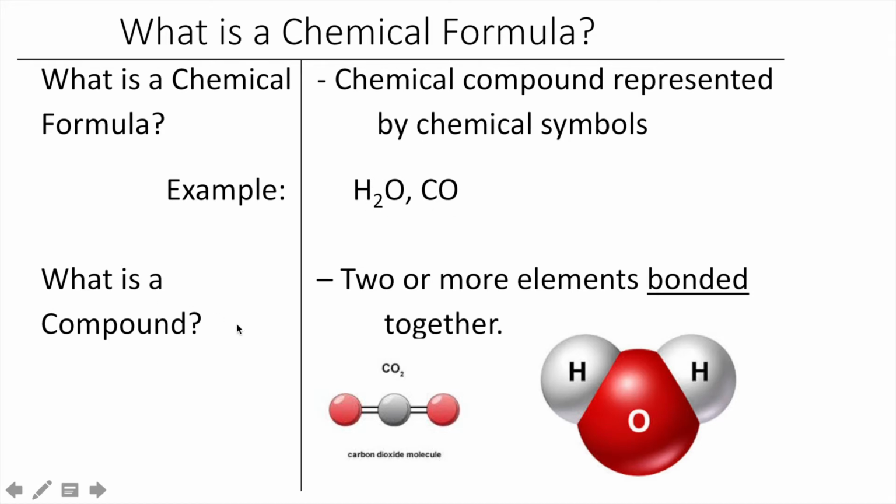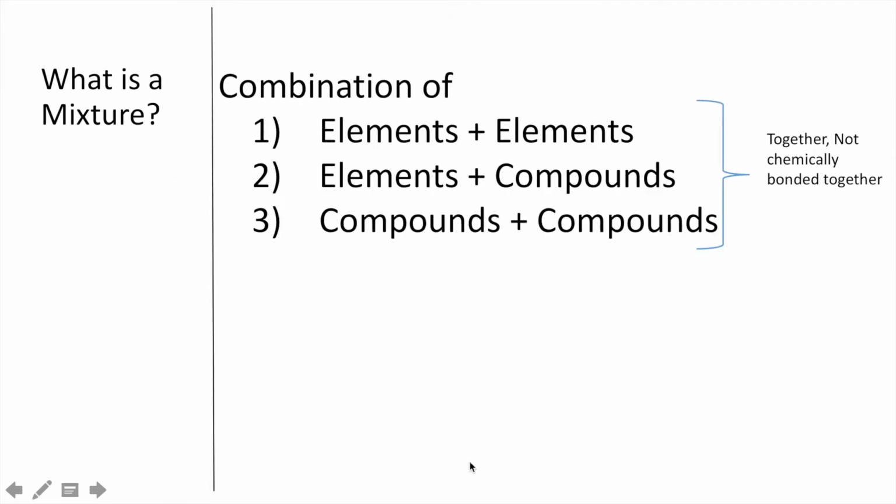A compound, remember, is two or more elements that are bonded together. They are chemically joined. For example, here we have CO2, and notice that there is a bond between the oxygen and the carbon. Over here we have hydrogens bonded to oxygen in order to make water. A mixture is just a combination of either elements and elements, elements and compounds, or compounds and compounds. They're together in the same area, but they are not chemically joined or chemically bonded together.